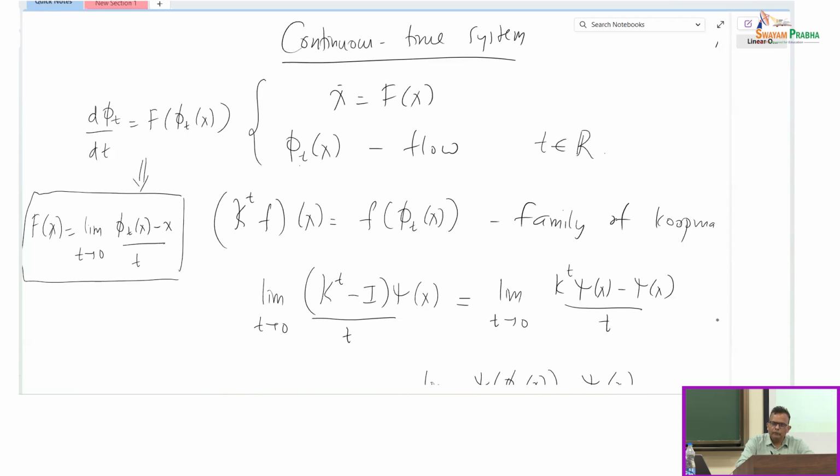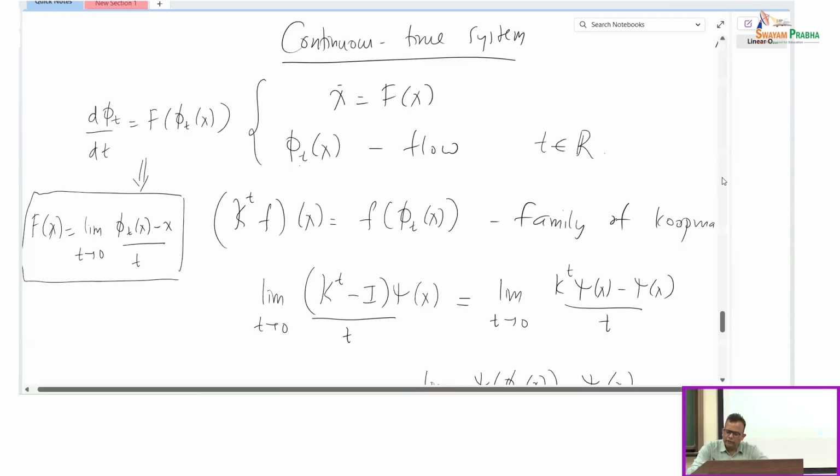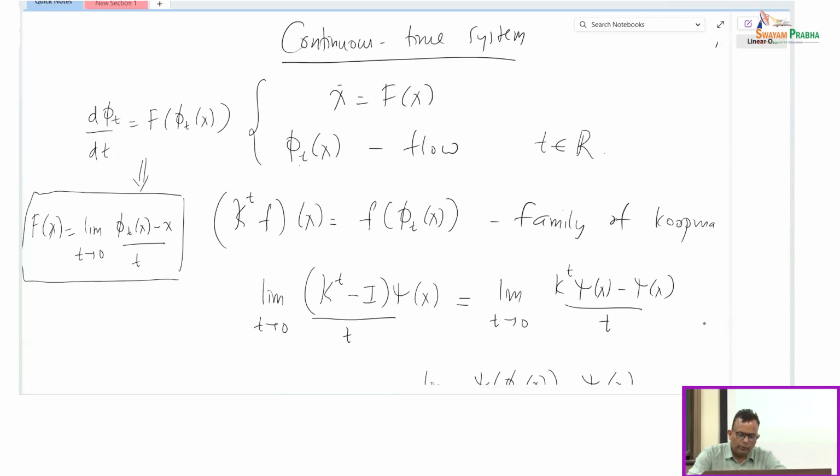And in contrast to the discrete time, for the continuous time, we have a family of Koopman operators, right? This family is parameterized by the time t, and we denote it by kappa t. So kappa t is the family of Koopman operators, and the action of this on any function f is given by f of phi t of x, where phi t is the flow, right? And this definition is consistent with what we did for the discrete time, if you make t equal to 1, so just one time step.